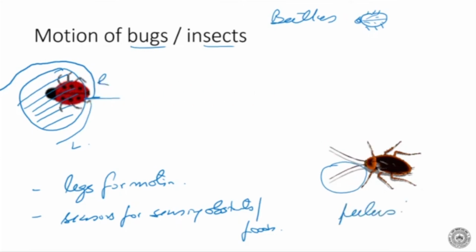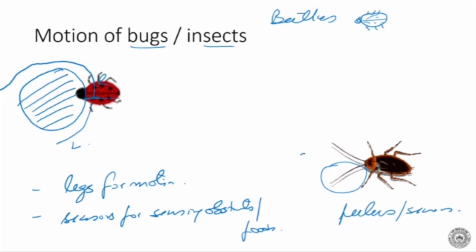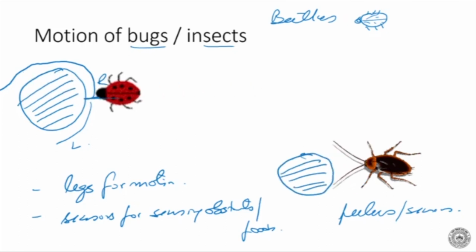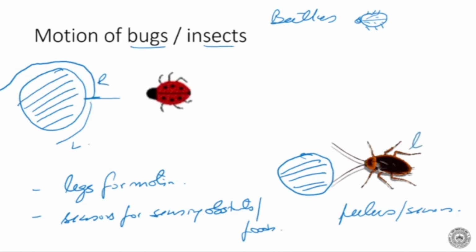Okay, these feelers are the sensors where it can touch something. For example, if there is an obstacle here, let me draw it like this. So if there's an obstacle here, it can touch that and feel that something is there. So basically the legs are for motion and the feelers are for sensing.